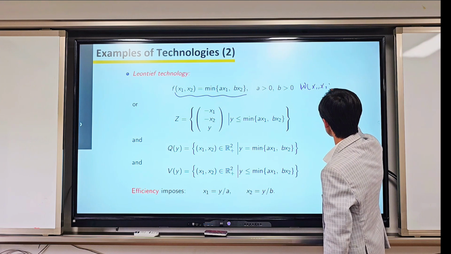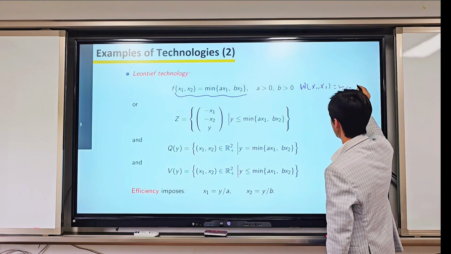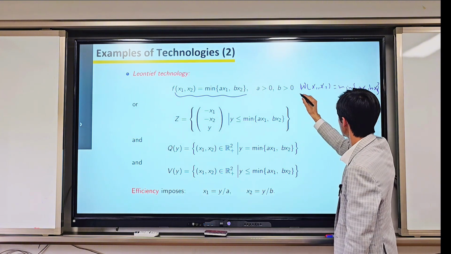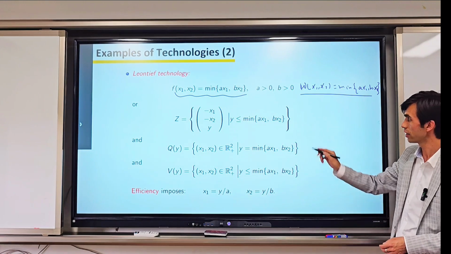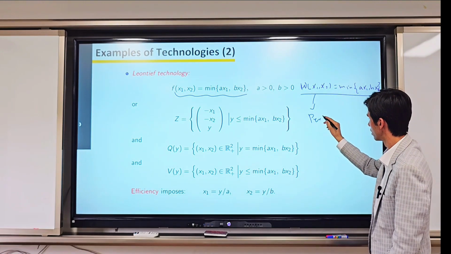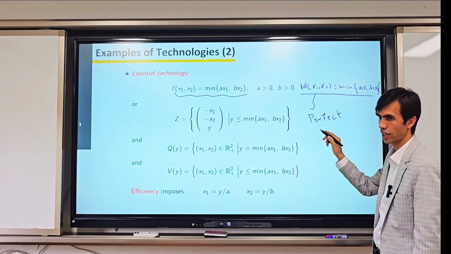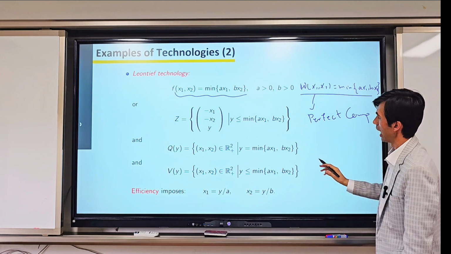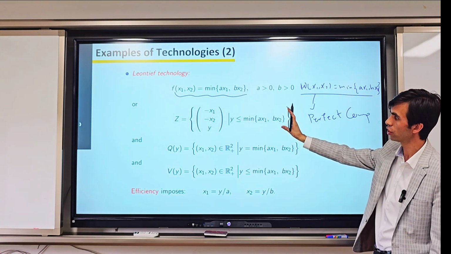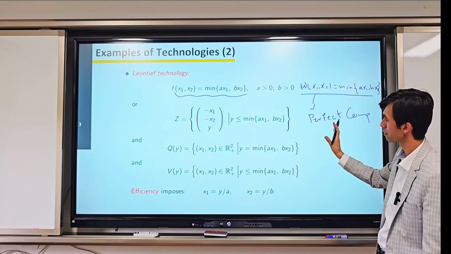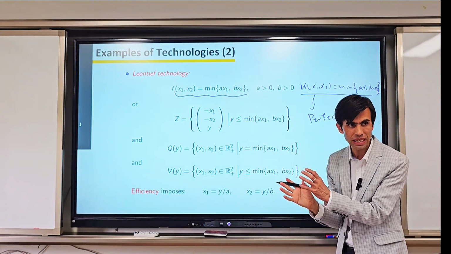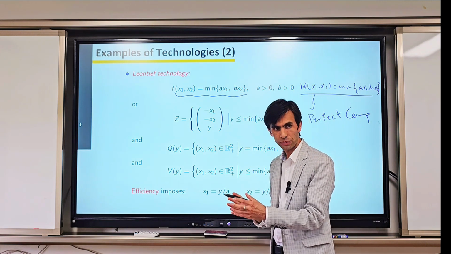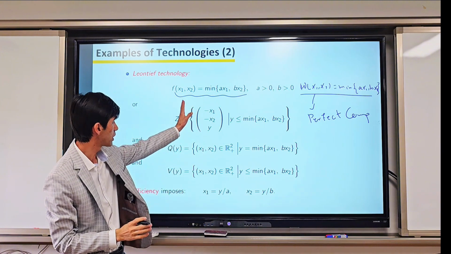U(x1, x2) is equal to min of ax1, bx2. This kind of utility function we had was the perfect complement. And here in production, we have Leontief technology, which is similar to this perfect complement. So again, in Leontief technology, it means these two inputs are complements.